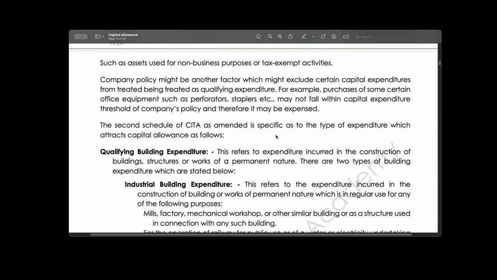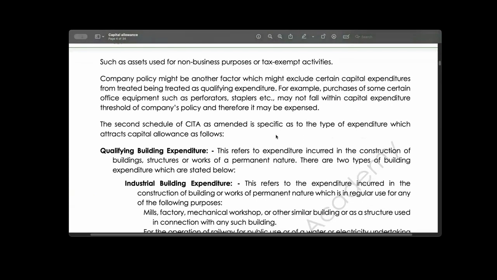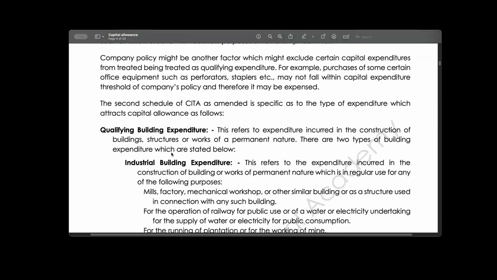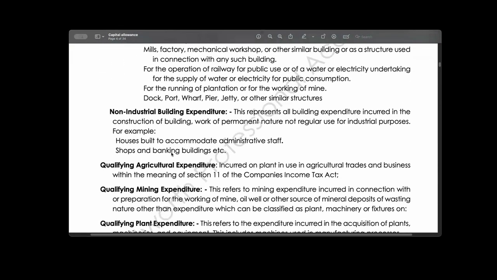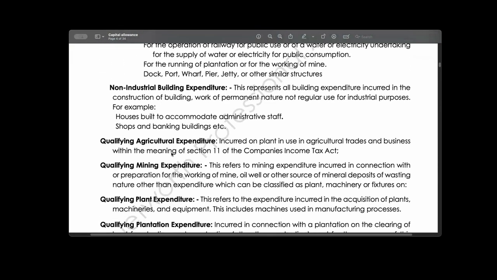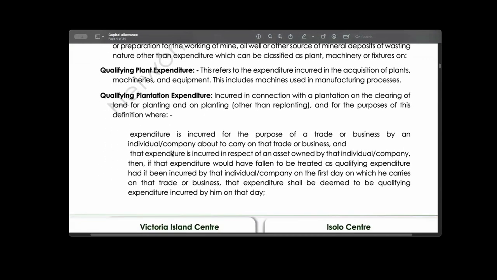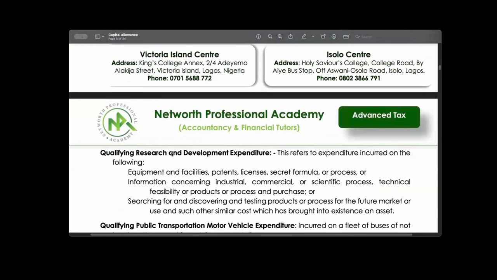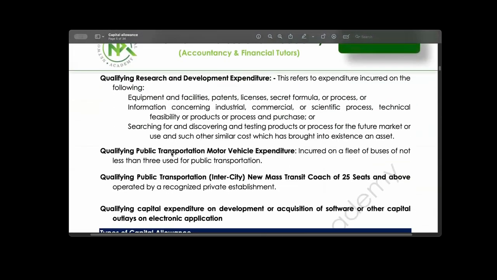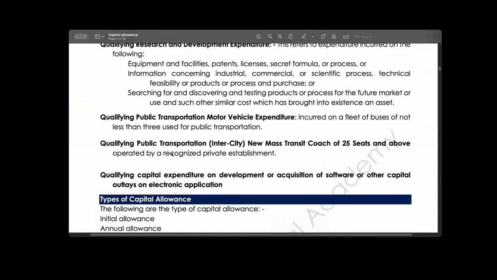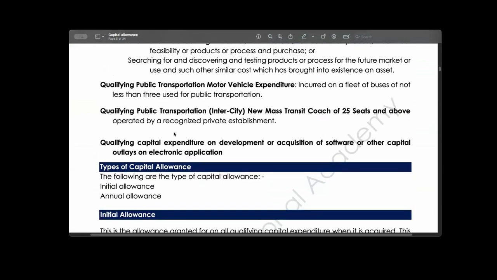Now, I gave you examples of capital expenditure, which I said they are qualifying building, qualifying agricultural expenditure, qualifying mining expenditure, qualifying plantation, qualifying plant expenditure, qualifying research and development, qualifying public transport, qualifying capital expenditure on development or acquisition of software or other capital outlay on electronic applications. So you are going to be reading all that yourself.